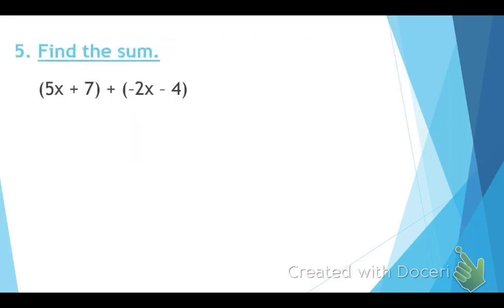For this one, we are finding the sum. Remember, you're not allowed to circle and underline whenever you have parentheses. Do I need the parentheses on the first one? No, I do not. So I'm going to drop it down to be 5x plus 7.